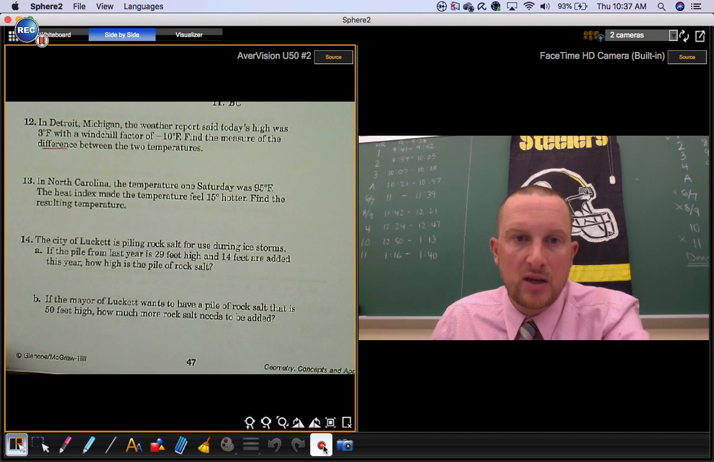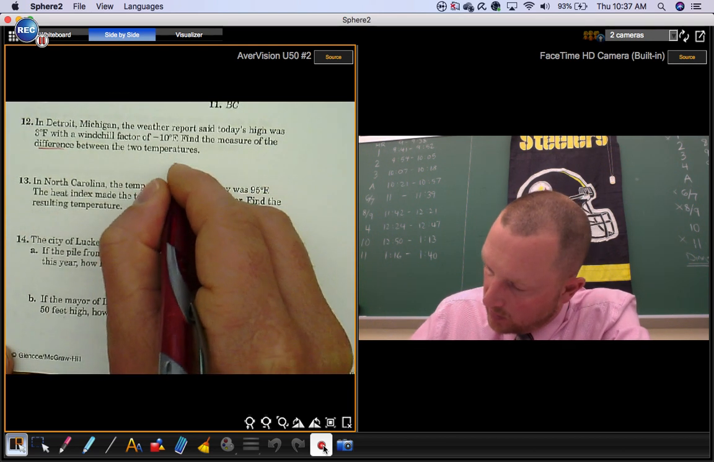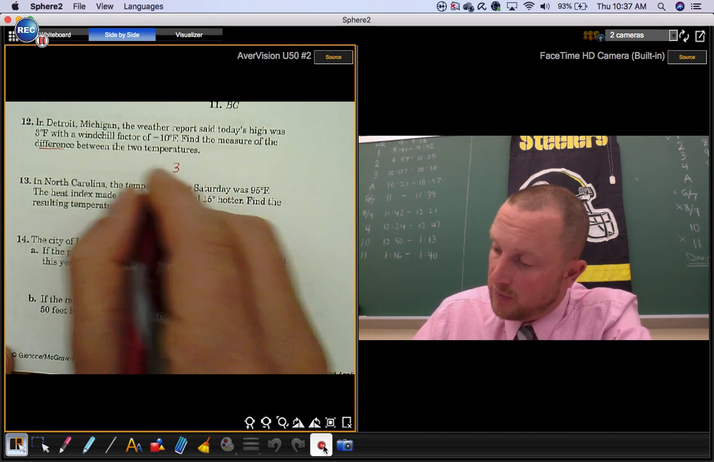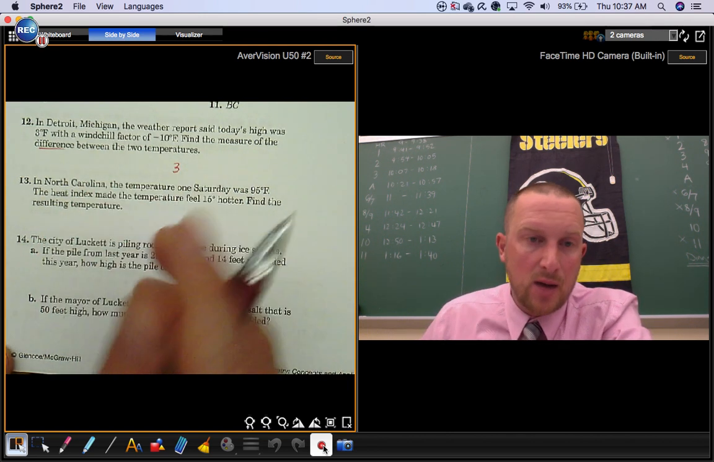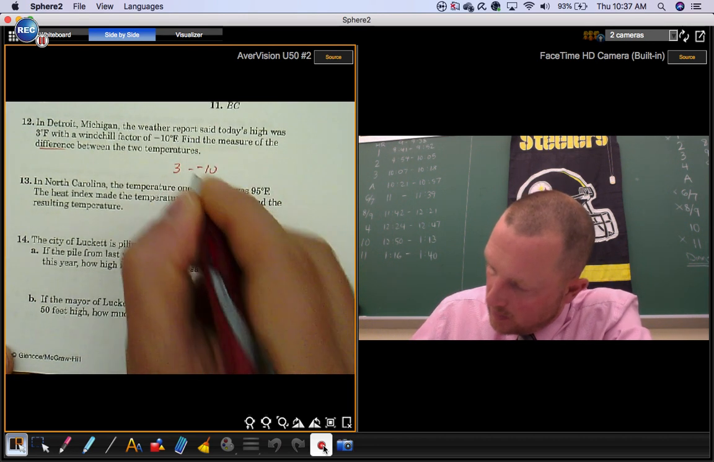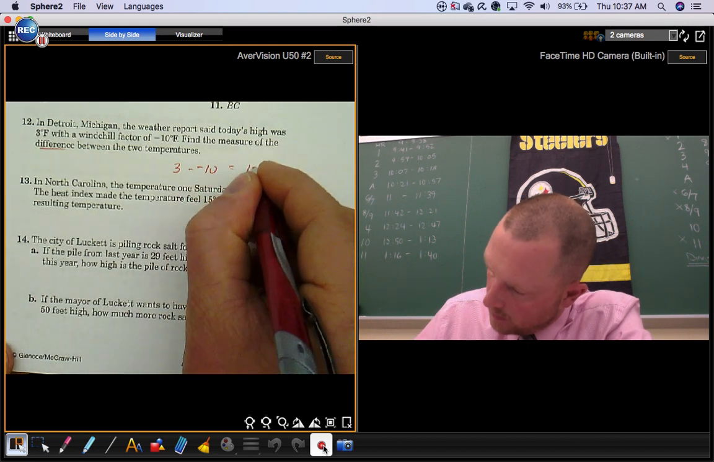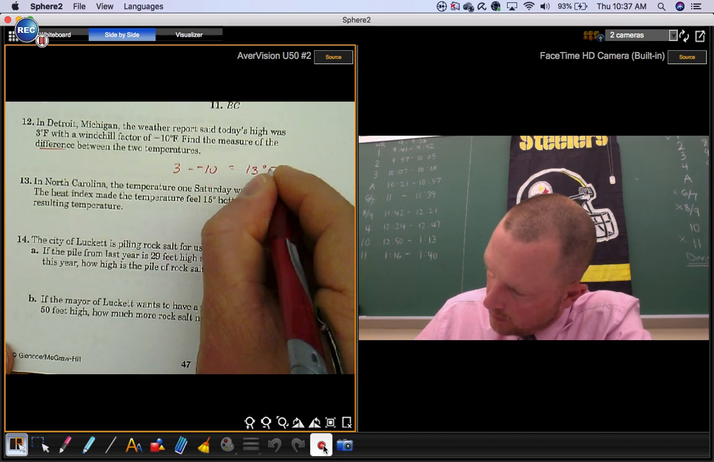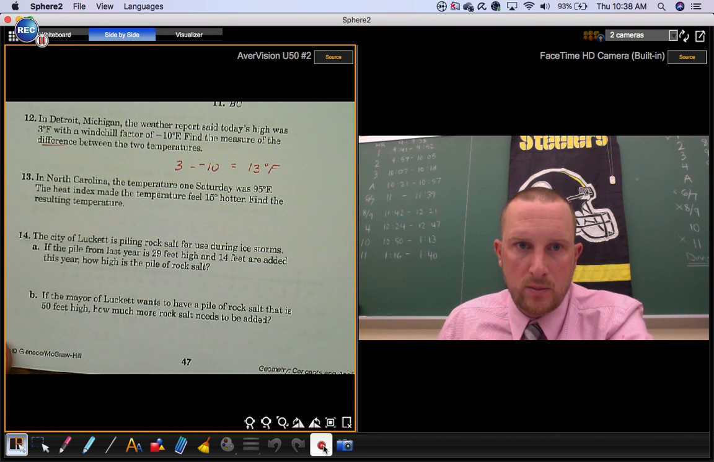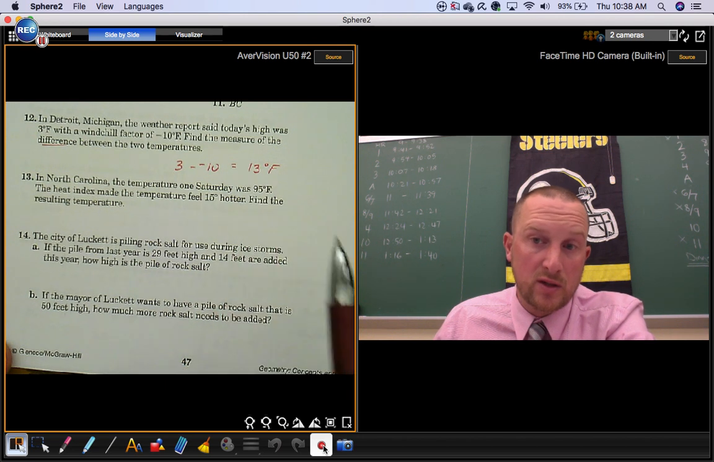Difference means you're subtracting. So if it feels like it's 3, if it is 3, but it feels like it's -10, how many degrees difference is there? That's why we're subtracting. Okay, so the difference between those two temperatures would be 13 degrees Fahrenheit.